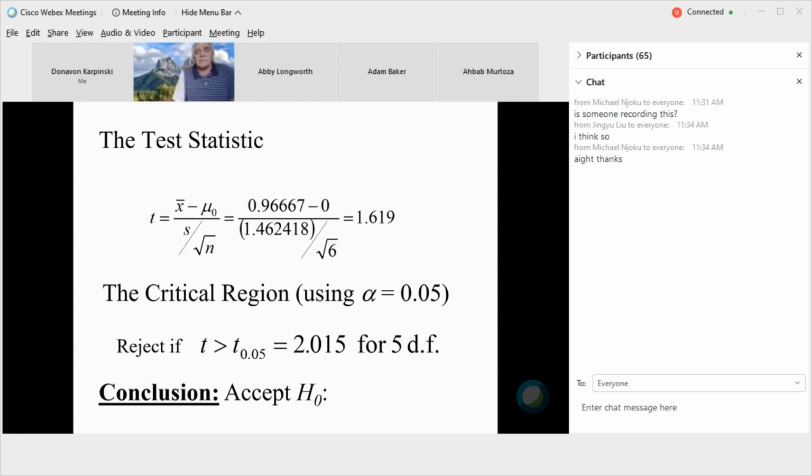So since t is not greater than 2.015, it's 1.619, our conclusion is to accept H0. Again, that doesn't mean we've proved H0. We haven't been able to disprove it.